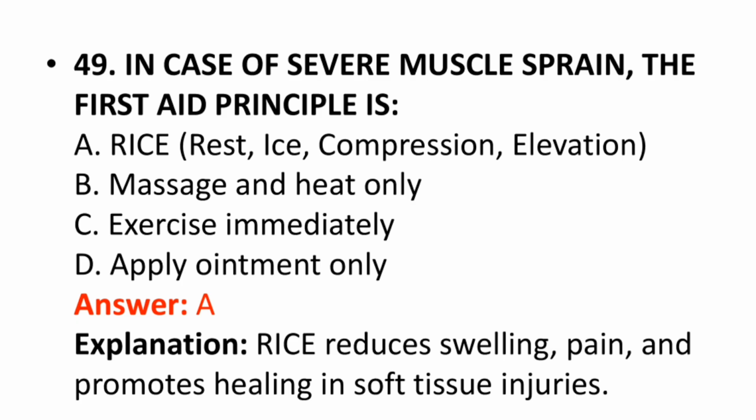In case of severe muscle strain, the first aid principle is option A, RICE: rest, ice, compression, elevation. Option B, massage and heat only. Option C, exercise immediately. Option D, apply an ointment only. The correct answer is option A. RICE reduces swelling and pain and promotes healing in soft tissue injuries.